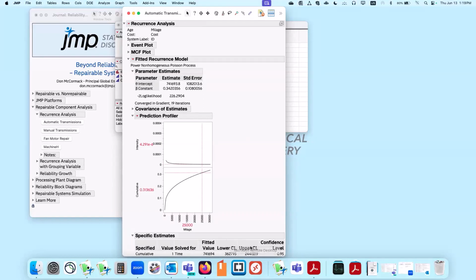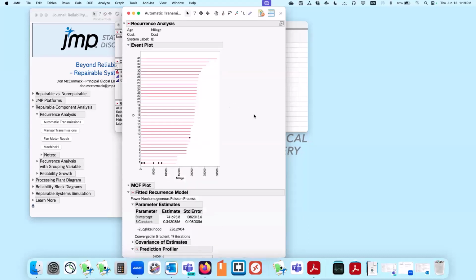And here are my upper and lower bounds. My lower bound is about 362,000 miles, and my upper confidence bound is about 2.4 million miles. So it's pretty good. And if we look back at the data, we could see why that's the case. Let me go back to my event plot. Most of the vehicles we looked at had no failures whatsoever. I have one vehicle with one failure at about 20,000 miles. It really was that one vehicle that was a dud, right? Other than that, everything seemed to work pretty well.